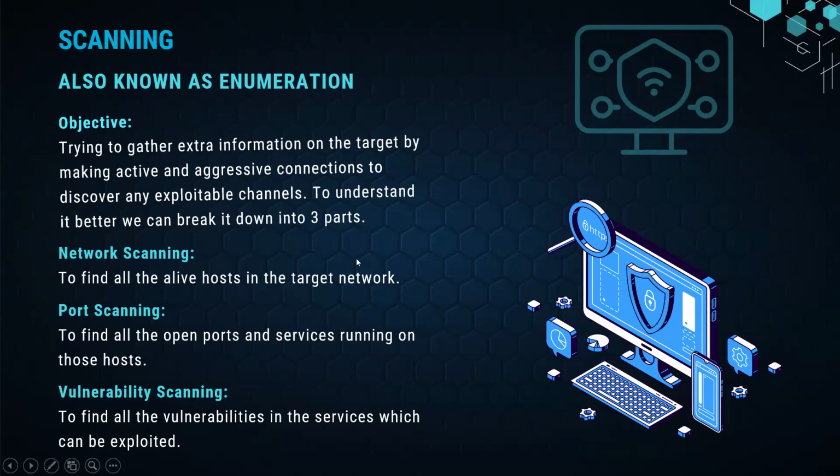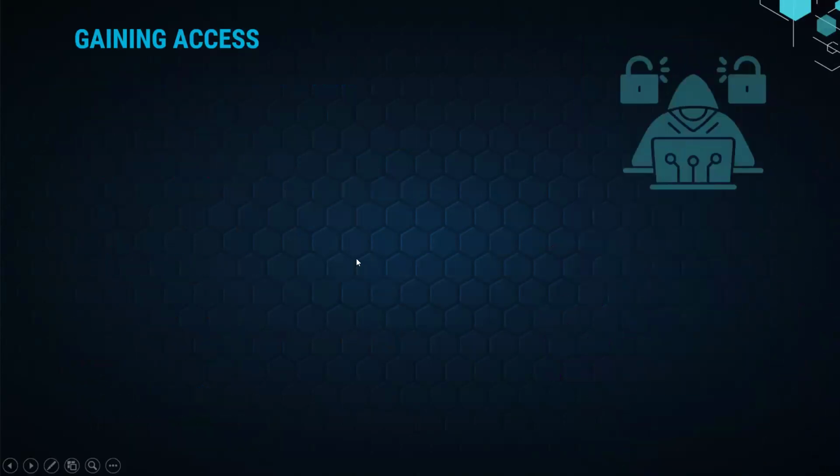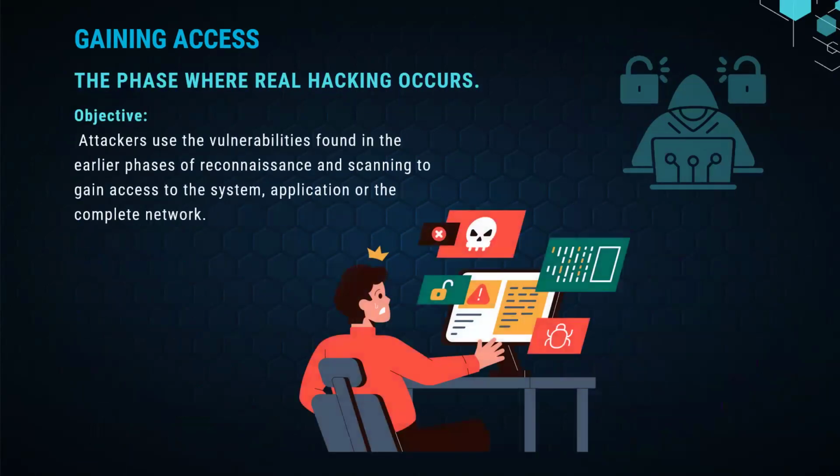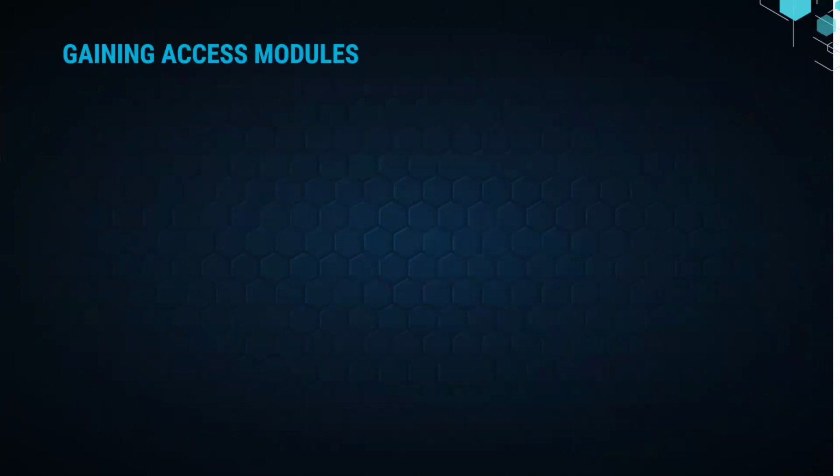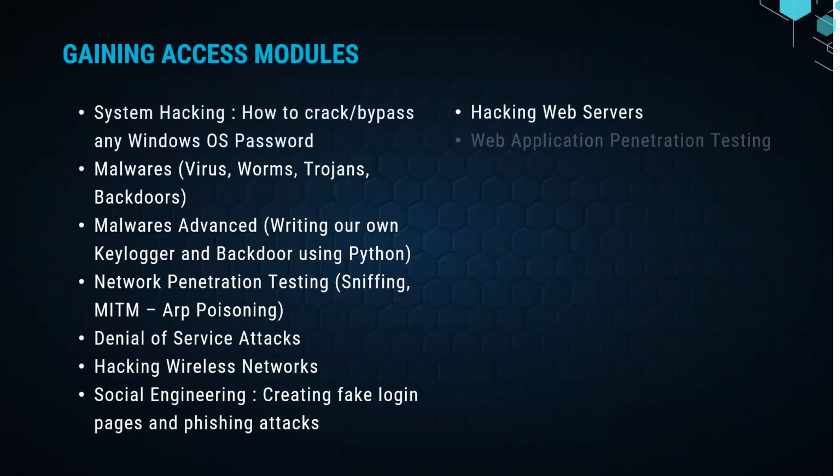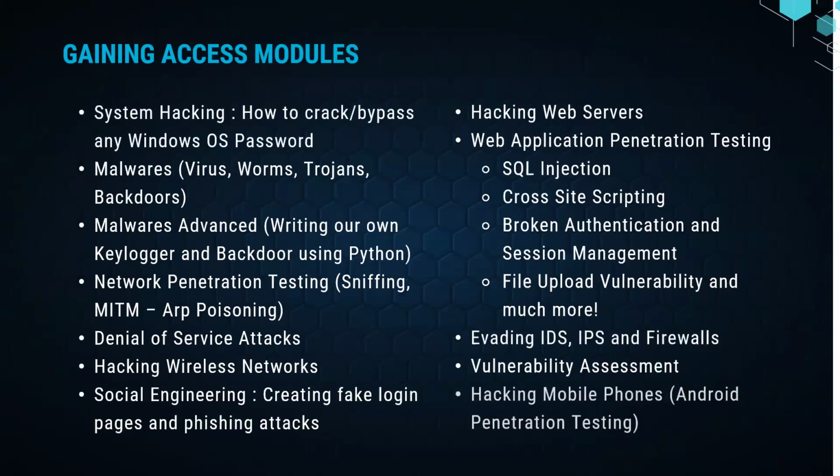So once you know what vulnerabilities exist, then you have the gaining access phase, the phase where the real attacks happen. Once you know what vulnerabilities are there, what loopholes are there, you start attacking every single system in the organization. And these are all the different topics here. Now don't worry, don't get confused by these topics.